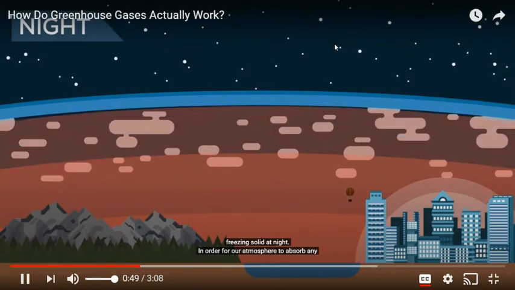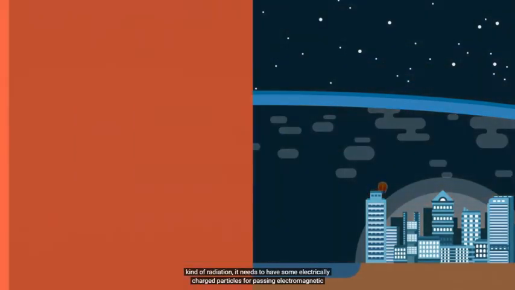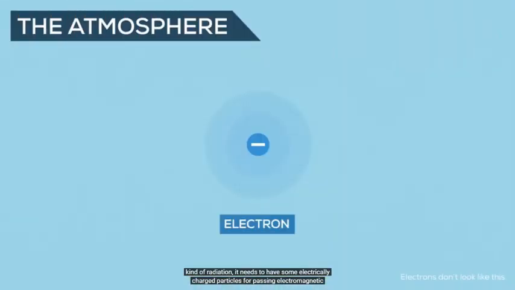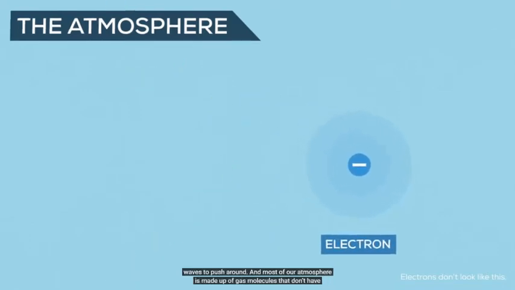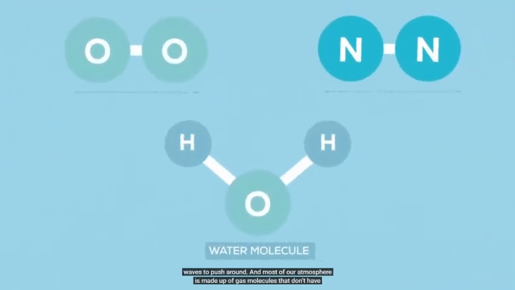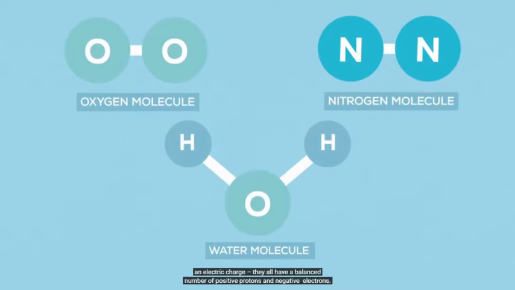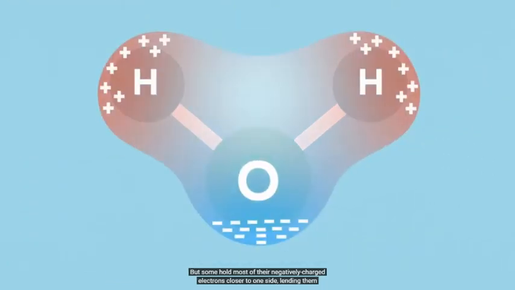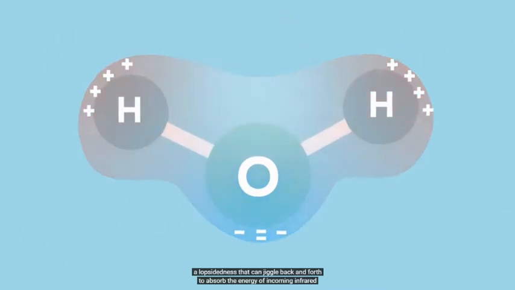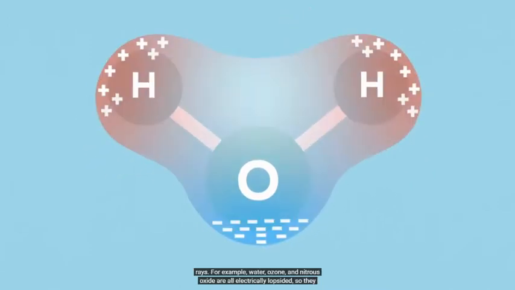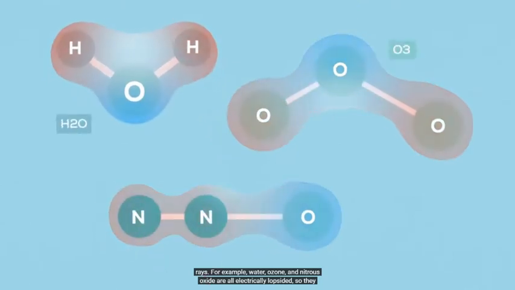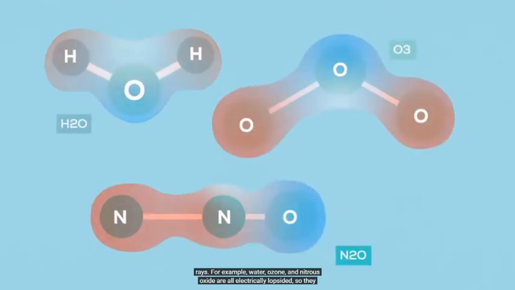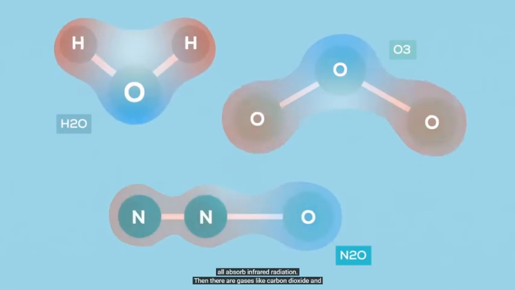freezing solid at night. In order for our atmosphere to absorb any kind of radiation, it needs to have some electrically charged particles for passing electromagnetic waves to push around. And most of our atmosphere is made up of gas molecules that don't have an electric charge. They all have a balanced number of positive protons and negative electrons. But some molecules hold most of their negatively charged electrons closer to one side, lending them a lopsidedness that can jiggle back and forth to absorb the energy of incoming infrared rays. For example, water, ozone, and nitrous oxide are all electrically lopsided, so they all absorb infrared radiation.